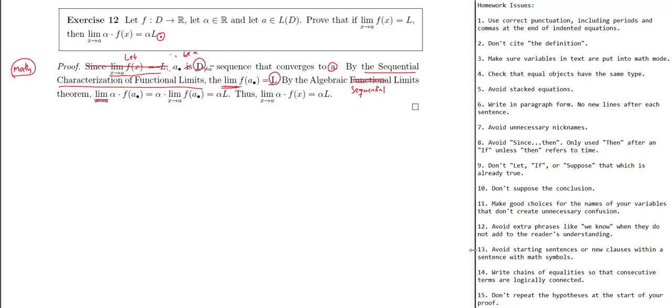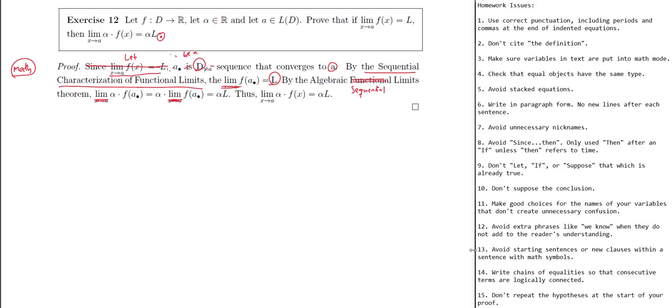We have the homogeneity property. And now, of course, we're utilizing again the sequential characterization of functional limits, if we know that the limit of this sequence is equal to alpha L. So this is always true, no matter what the sequence was, and it must be because we chose a_n arbitrarily. Then it is true that the limit of, well, now it's a functional limit. Same thing here, we don't have that, but when we do have a functional limit, the limit will be the same thing.